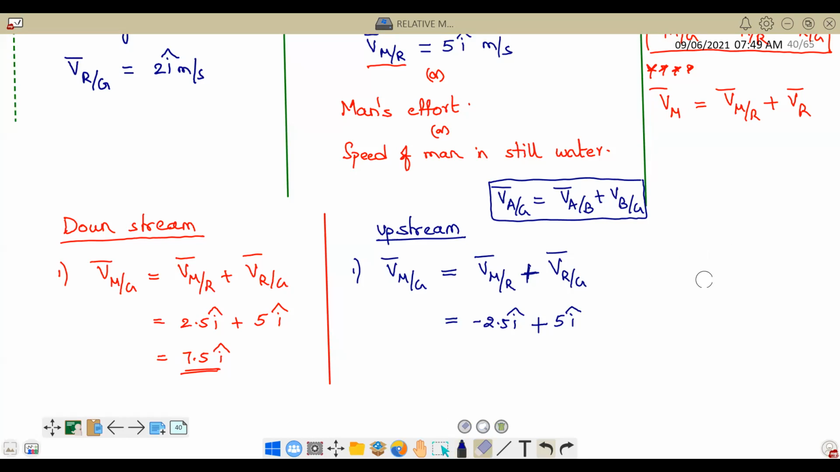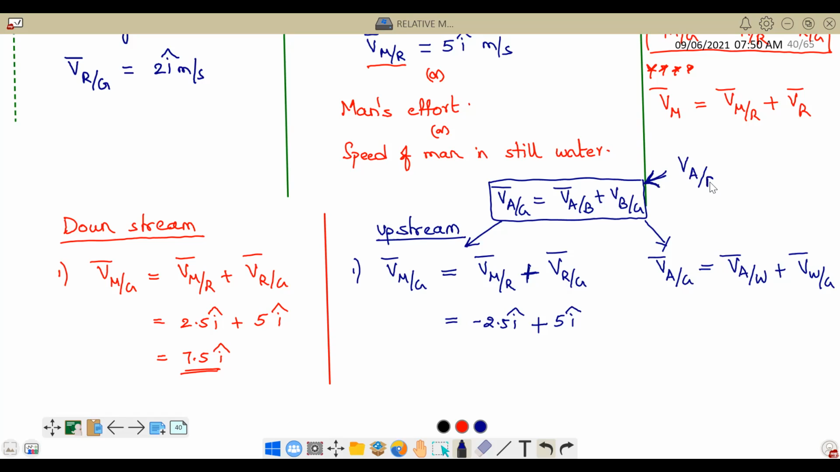And in case of aeroplane, from the general equation, what is the equation? This is the general equation, specifically for the river man problem. For the aeroplane wind problem, just replace A with aeroplane: velocity of aeroplane with respect to ground is equal to velocity of aeroplane with respect to wind plus velocity of wind with respect to ground. That's all. Are you able to understand me? How did we get this equation? I already told you. Tell me, how did we get this general equation?